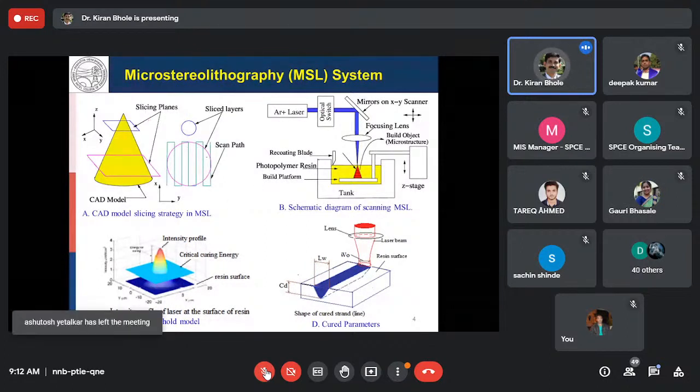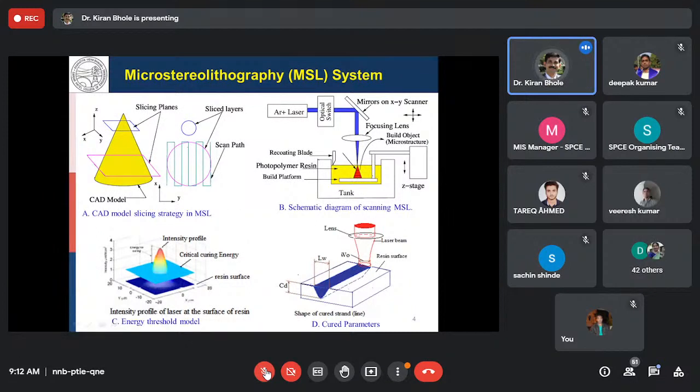Next, these 2D planes are fabricated one by one in the setup. The setup consists of the following, for this MSL I am talking about specifically.